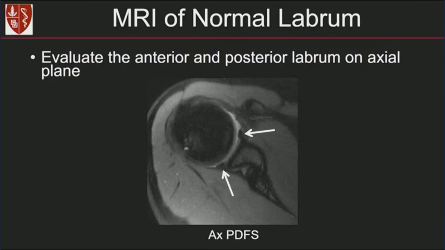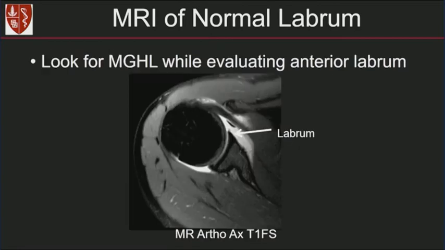The anterior and posterior labrum are evaluated on the axial plane. Here's the axial proton density fat suppressed image. You can see normal anterior and posterior labrum, again, homogeneously dark. Notice the smooth capsule labral junction. When we evaluate the anterior labrum, we also look for the MGHL. When you follow the MGHL, the fibers should merge with the subscapularis.